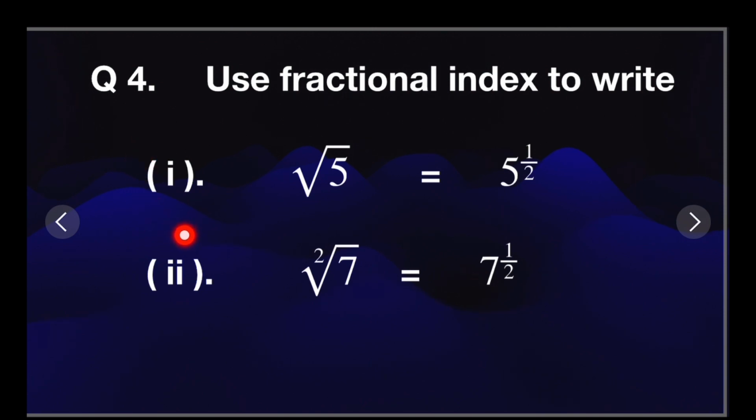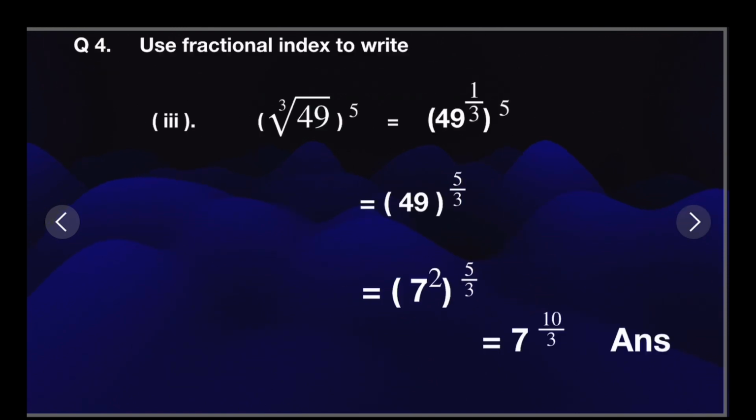Okay, question 4. 1. Use fractional index to write. So, root of 5. So, how do you write it? It is 5 raised to 1 upon 2. Square root of 7. That is 7 raised to 1 upon 2.